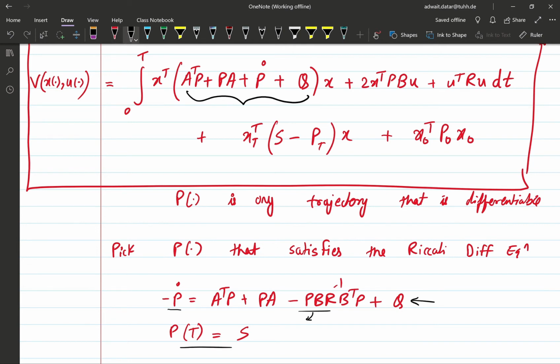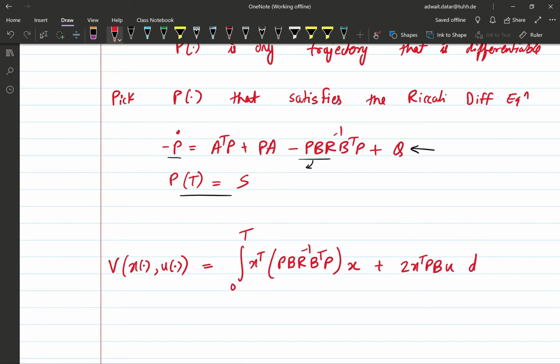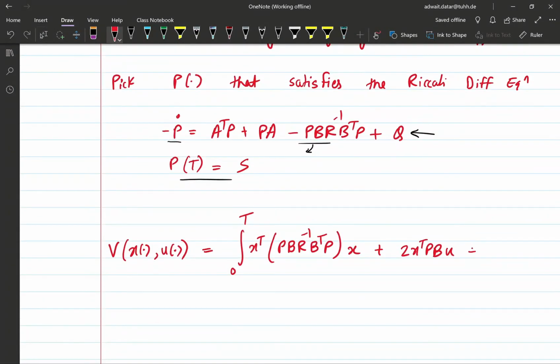Additionally, because of the boundary condition, this term will vanish. So we will eventually get V of x, u equal to the integral of x transpose, now because A transpose P plus P A plus P dot plus Q is equal to P B R inverse B transpose P x, because we choose a P that solves the Riccati differential equation, and we have the other terms as they are, which is 2 x transpose P B u dt. Oh, there is an additional u transpose R u dt plus x0 transpose P0 x0.